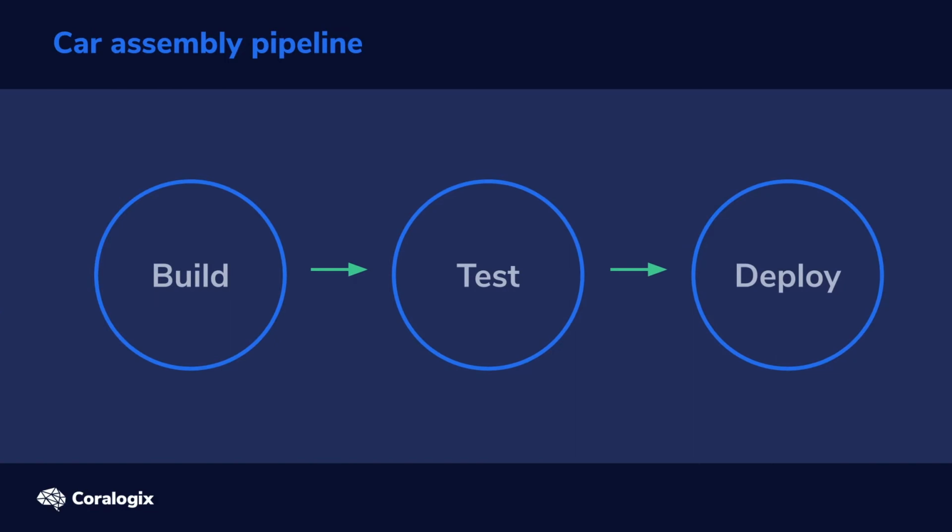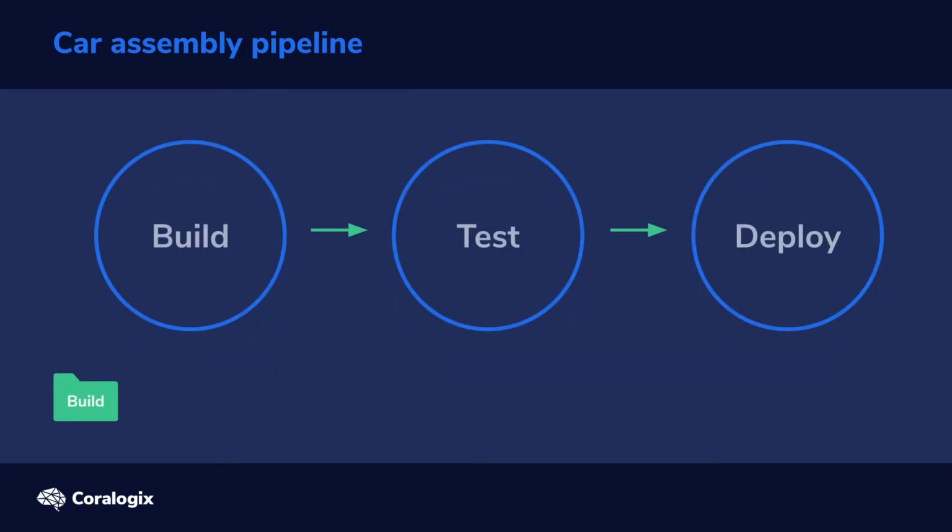We will create a simple car assembly pipeline, but only using folders, files, and text. We try to keep it as simple as possible to make sure that you understand the concepts behind them. So this is what we want to do in our pipeline. In the build stage, we're going to create a build folder. Inside the build folder, we're going to create an empty car.txt file. And then we're going to add the words chassis, engine, and body to the car.txt file.